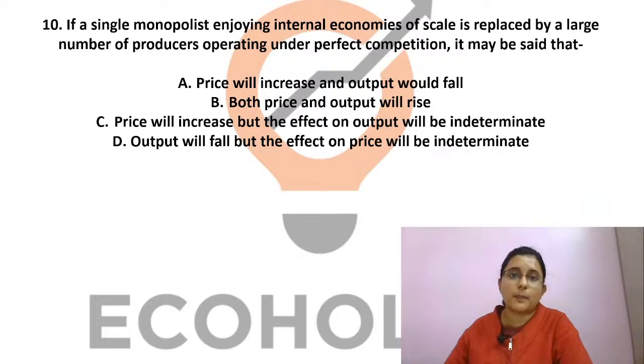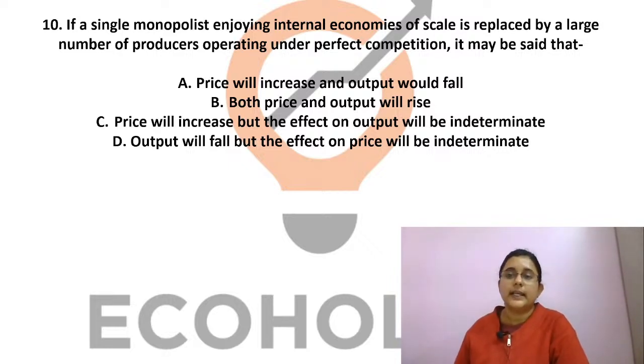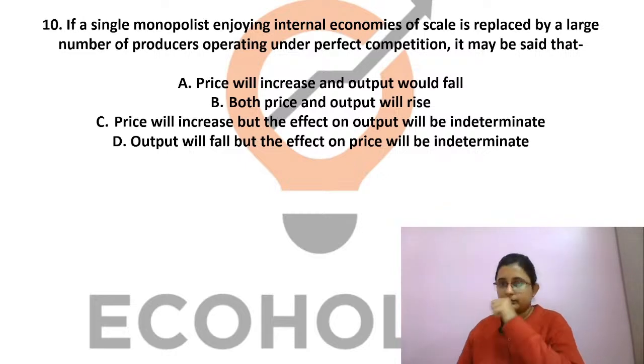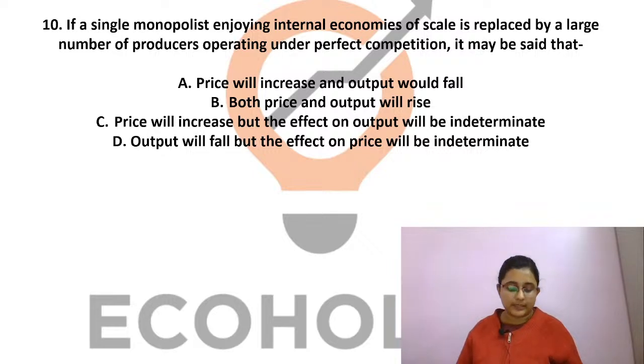If a single monopolist enjoying internal economies of scale is replaced by a large number of producers operating under perfect competition, it may be said that: option A, price will increase and output would fall; option B, both price and output will rise; option C, price will increase but the effect on output will be indeterminate; and option D, output will fall but the effect on price will be indeterminate.